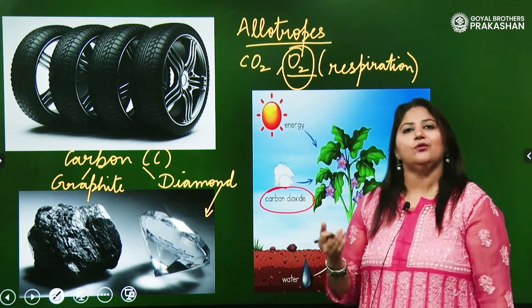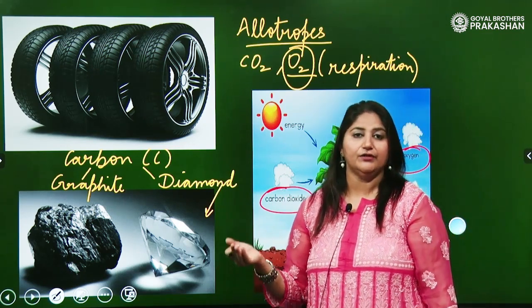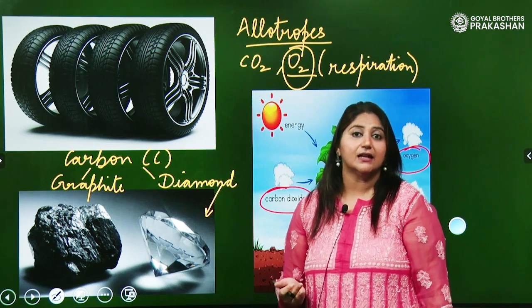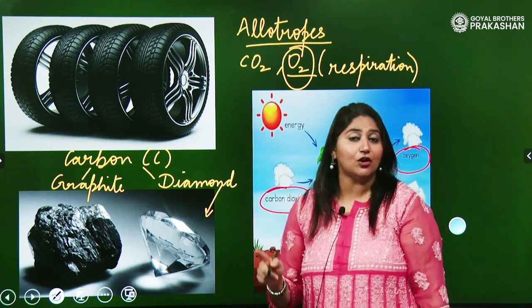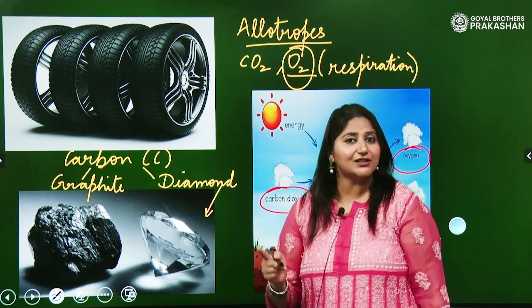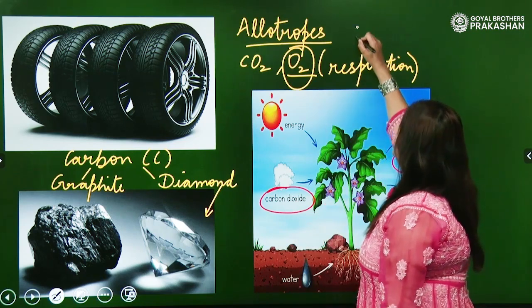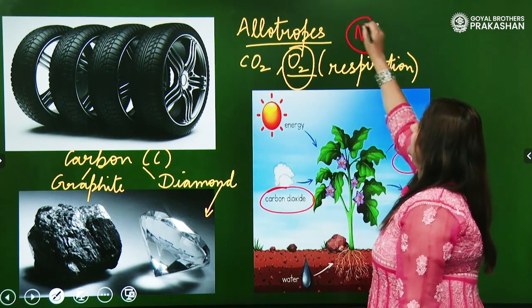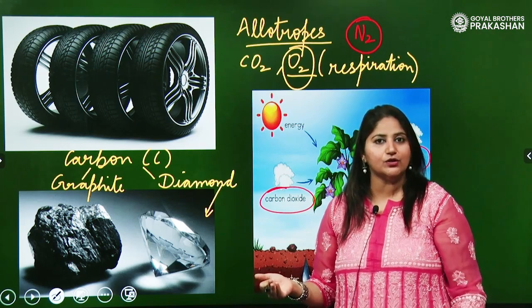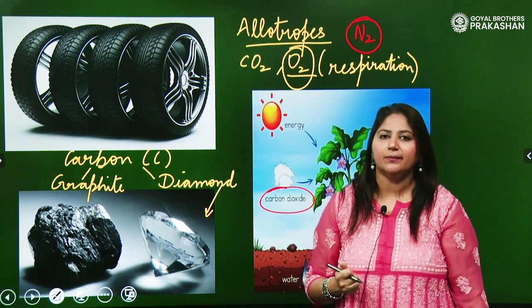So, what do you think? What is the other constituent of air which is important for plants? There is one more, and the major constituent of air, which is nitrogen. Yes, so plants need nitrogen as well. How do plants require nitrogen? How is it absorbed in the plant's body?